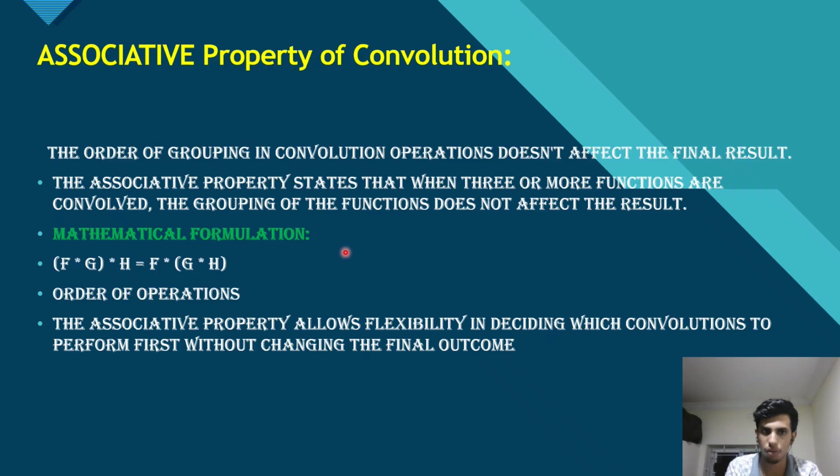The mathematical formulation is (f * g) * h = f * (g * h). We will discuss this mathematical formulation later in coming slides with clarity, with visual demonstration also. Order of operations: the associative property allows flexibility in deciding which convolution to perform first without changing the final outcome. We will discuss in a coming slide what this formulation and this point indicate.